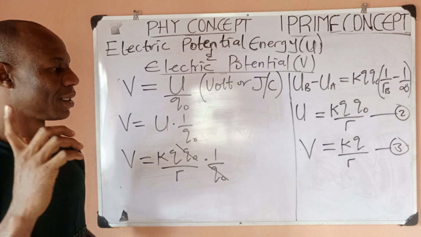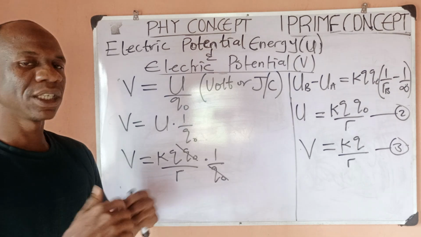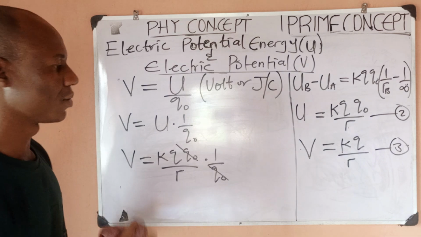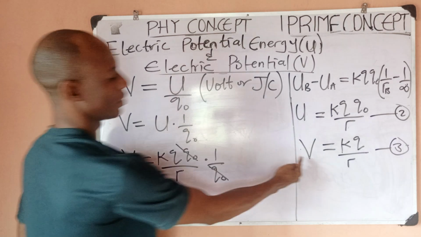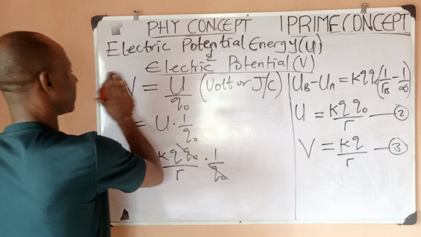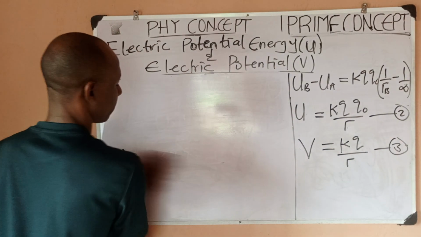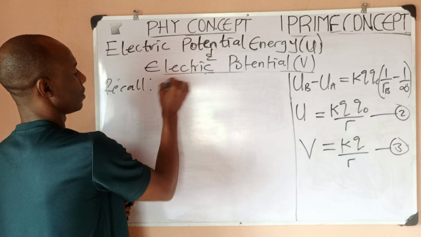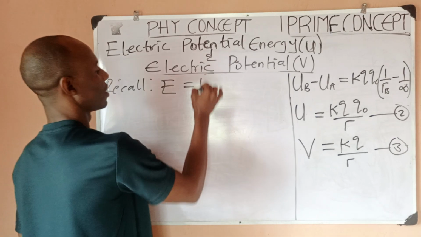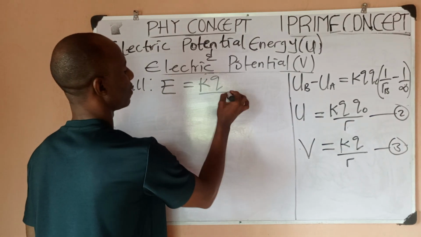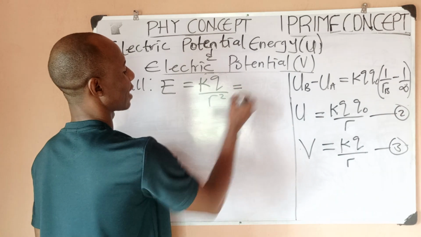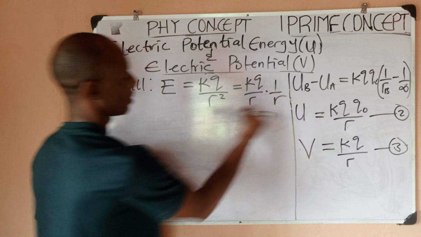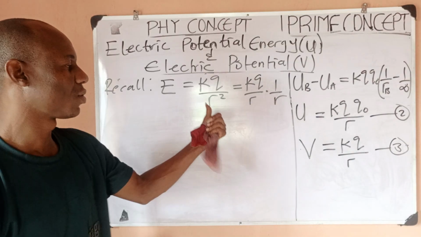Now, the last thing I want to do as a bonus for you is to give you another relationship, an extra relationship in electric field. That is going to be a relationship between V and electric field intensity. So if you recall, E, electric field intensity, is given as KQ divided by R squared, which I can simply write as KQ divided by R times 1 over R if you separate it. So that R times R will still give you R squared.